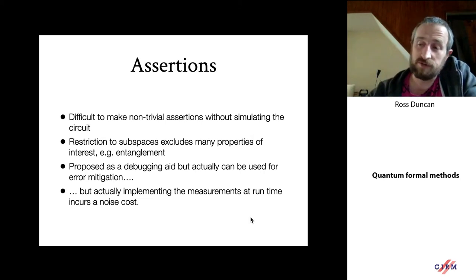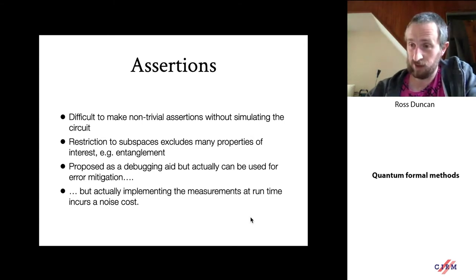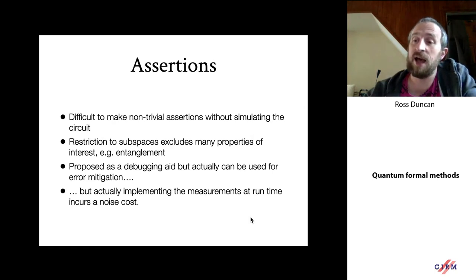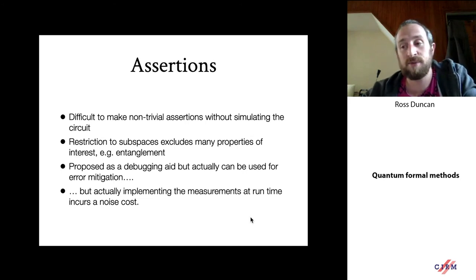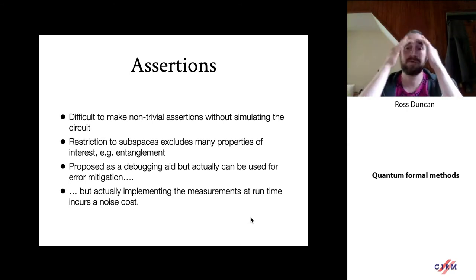The original proposal for quantum assertions was actually for debugging quantum programs. But as we know, that's not the real issue here. The real issue is error mitigation. They can be used for that, and they're reasonably effective at that, although not as effective as some other measures. Partly because we're doing an additional measurement in the middle of the circuit, which can be fairly expensive in terms of introducing additional noise. So let's take a little step back from that before we go on any further.